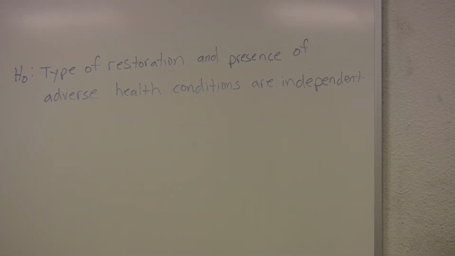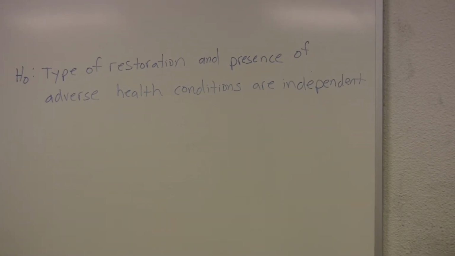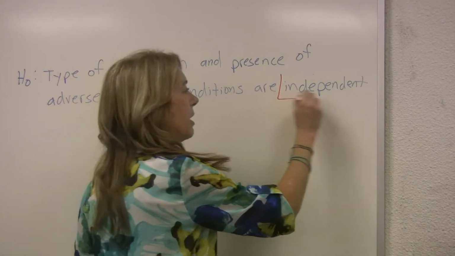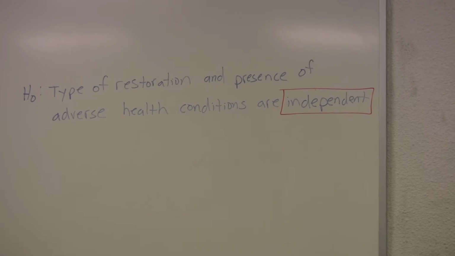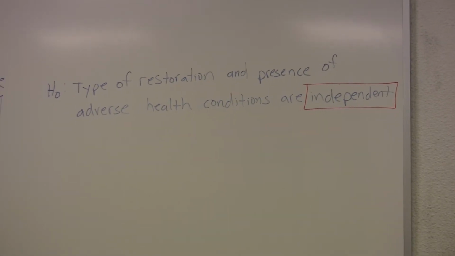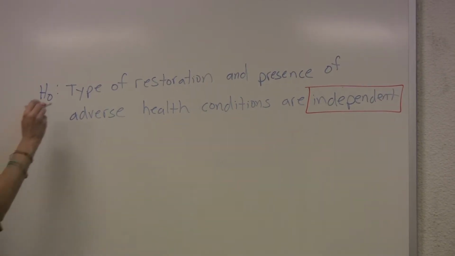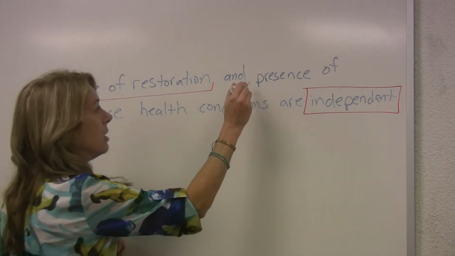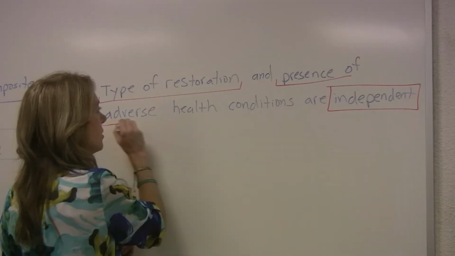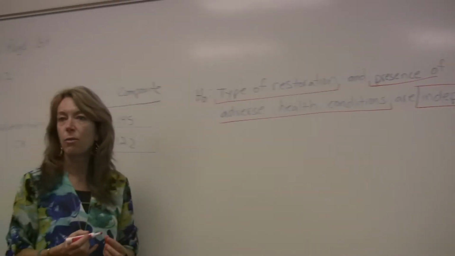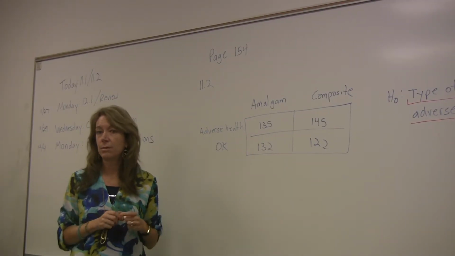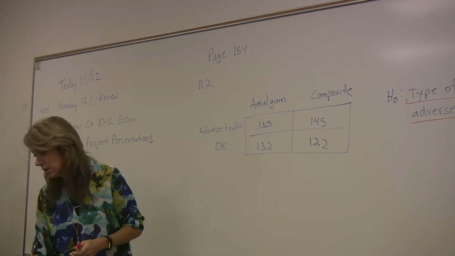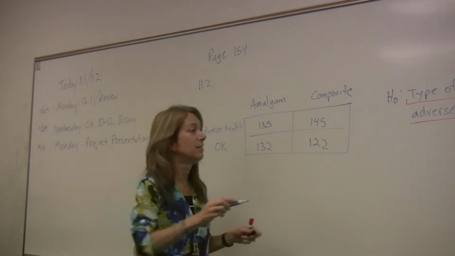So let me underline a couple of things. First off, your H0 always has the word independent in it, always. And then you're just describing this variable and that variable. So the one variable is the type of restoration, the other one is the presence of adverse health conditions, and we just say they're independent. And then guess what H1 is? That they're dependent.